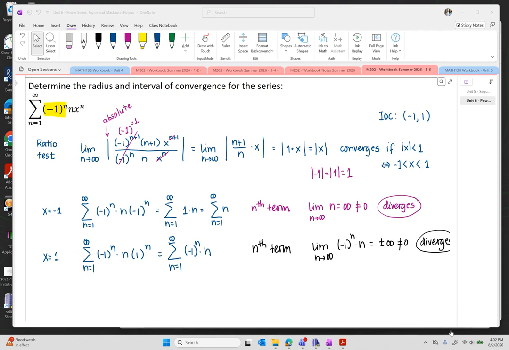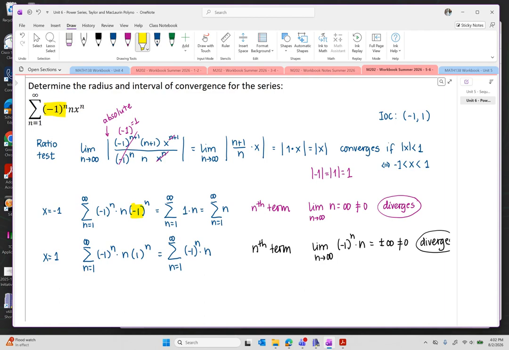When x is equal to -1, then (-1)^n times (-1)^n will be (+1)^n, and therefore I have the series sum from n equals 1 to infinity of n. The nth term test indicates that this limit is not 0, so that series diverges.